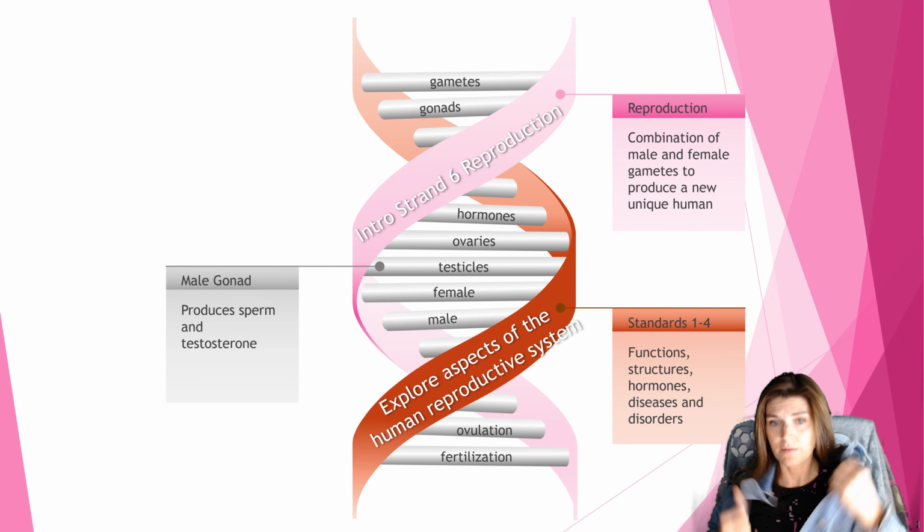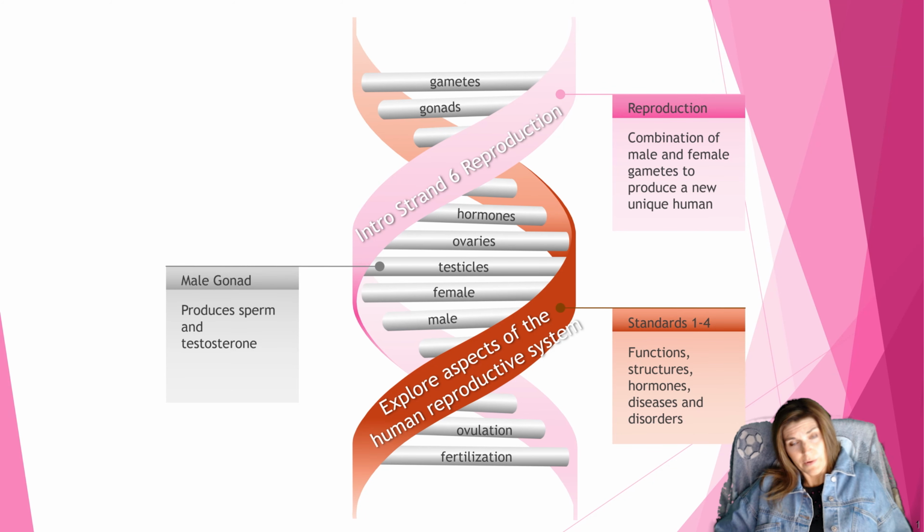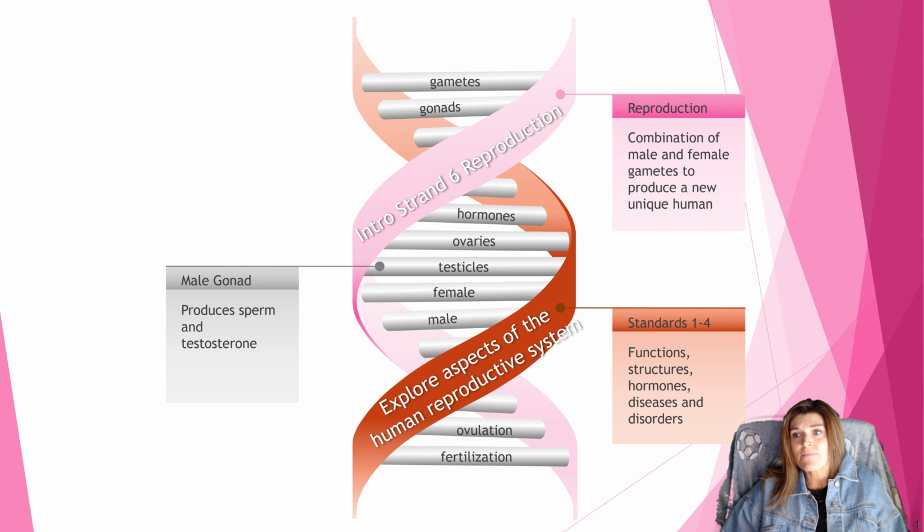So, okay, it's reproduction time. We're going to be talking about the reproductive system today. I thought a DNA helix would be the best place to start because the name of the reproduction game is to combine a haploid cell from pops, and in his case, it would be sperm, which is the gamete, with a haploid cell from mom. So the egg is mom's gamete to produce a brand new, unique human.